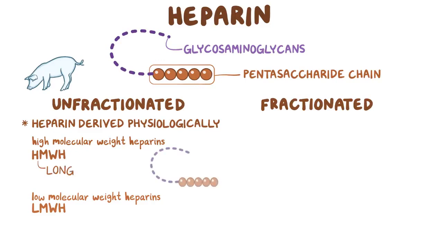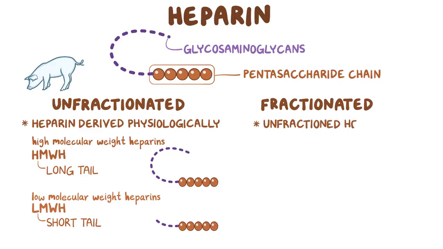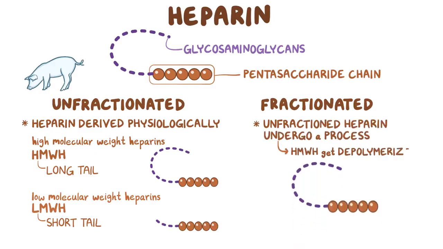HMWH has a longer glycosaminoglycan tail, while LMWH has a much shorter tail. Fractionated heparin is created when unfractionated heparin undergoes a process where the HMWH gets depolymerized, meaning part of their tail gets chopped off, so it only consists of LMWH. The length of the tail is crucial for the function of these two types of heparin.